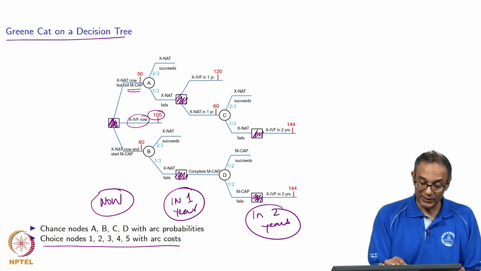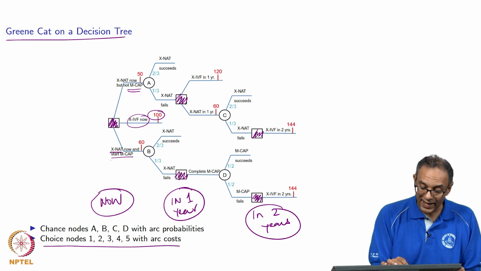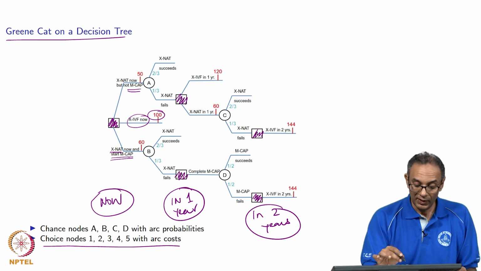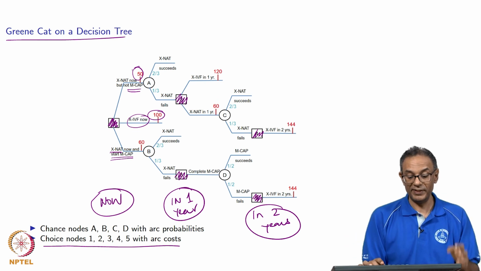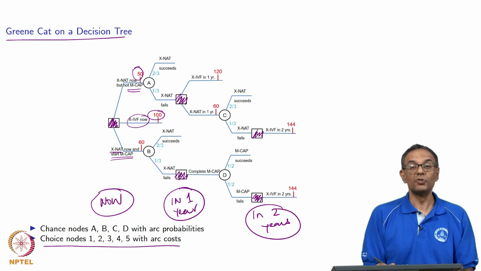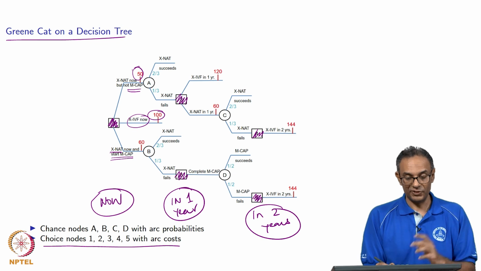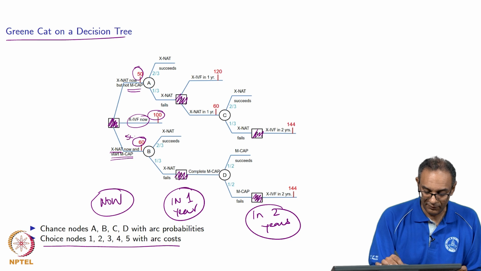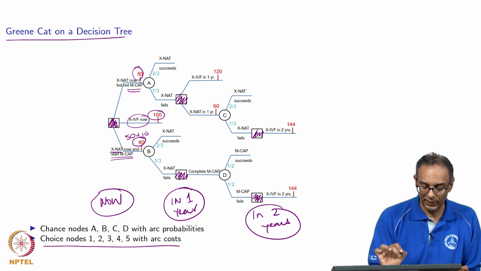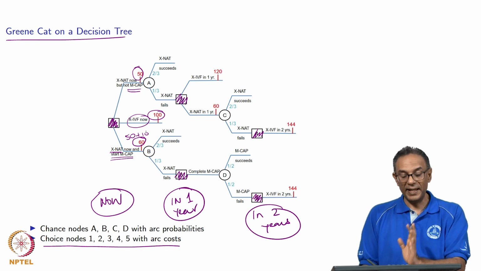Now, the other option is to do the natural right now and start the mainland captivity. So, this one costs 50 units because you are not doing any mainland captivity, it is just the 50 units that you spend on doing the natural crossbreed. However, here it is 60 because that is 50 plus 10, 50 for crossbreed plus 10 for the mainland captivity breeding.